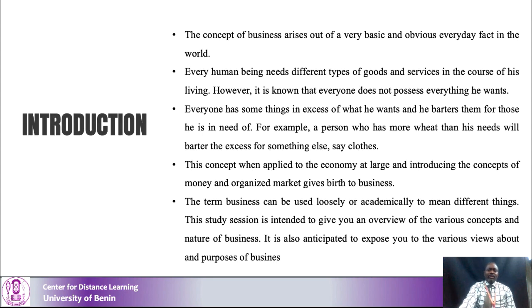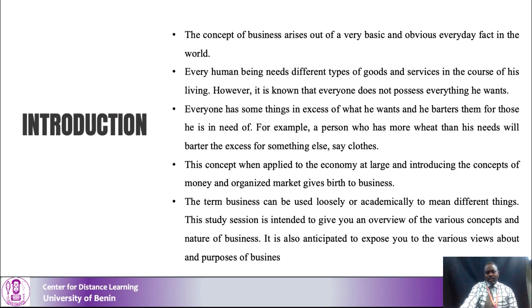The concept of business arises out of a very basic and obvious fact that everybody in the world today needs something and everybody has something to offer. This need varies from the need for food to the need for various forms of satisfaction, and everyone has something to offer. Because of this, one has to do some level of exchange, either by barter or exchange of your service for something. So this led to business, whereby we engage in activities that bring revenue, income that leads to profit.